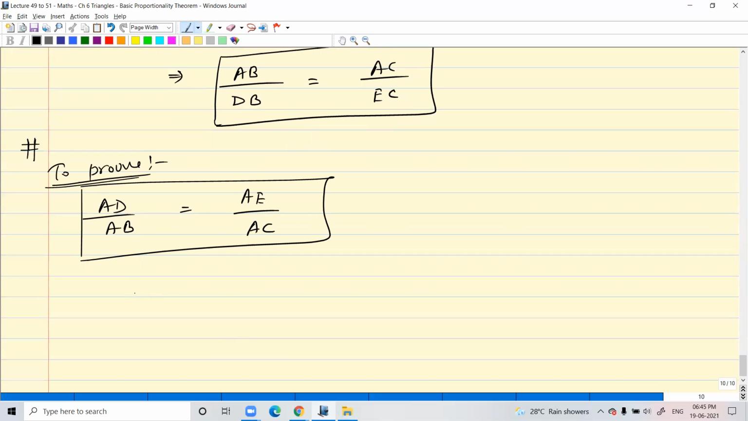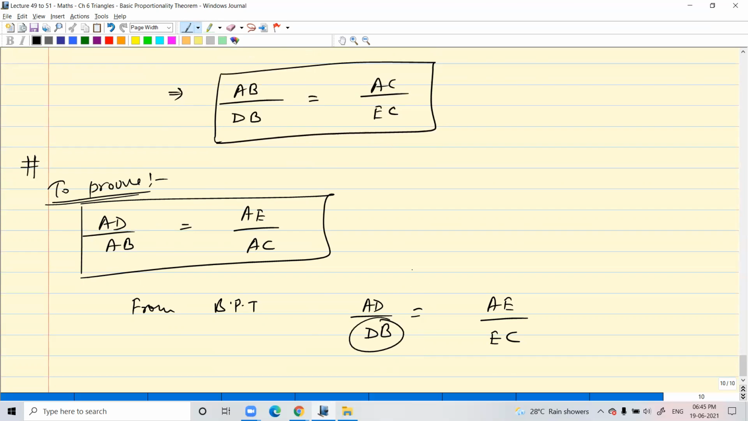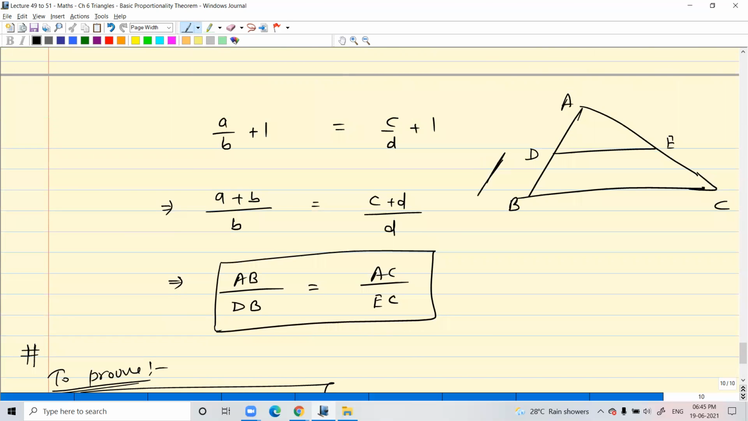So start with the BPT. From the basic proportionality theorem, what do we know? AD by DB is equal to AE by EC. See, I need AD in the numerator. I don't want to change AD, but in the denominator I want AB. So DB is a part of the triangle, no? DB is a part of the line. From this part, how can I get the whole?